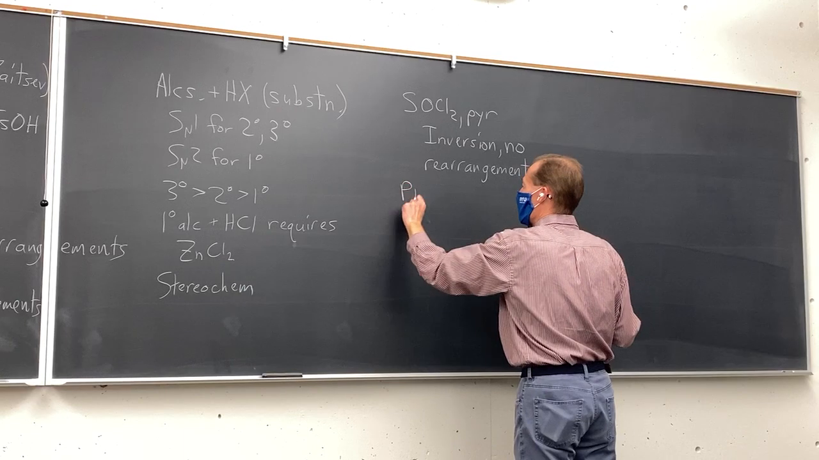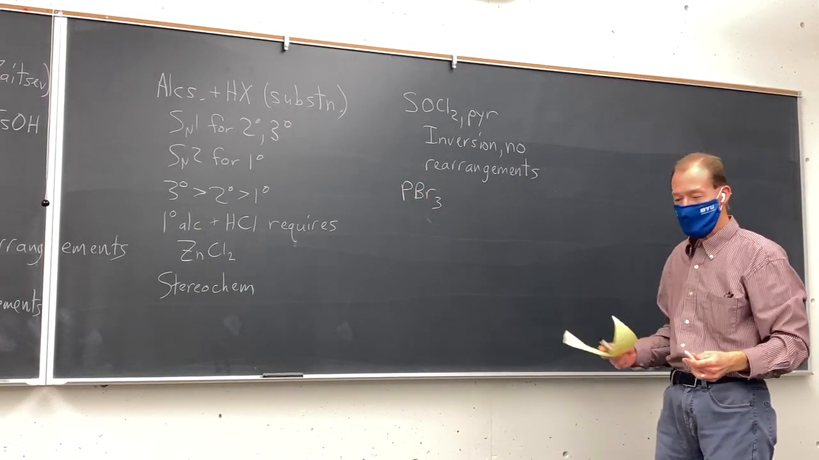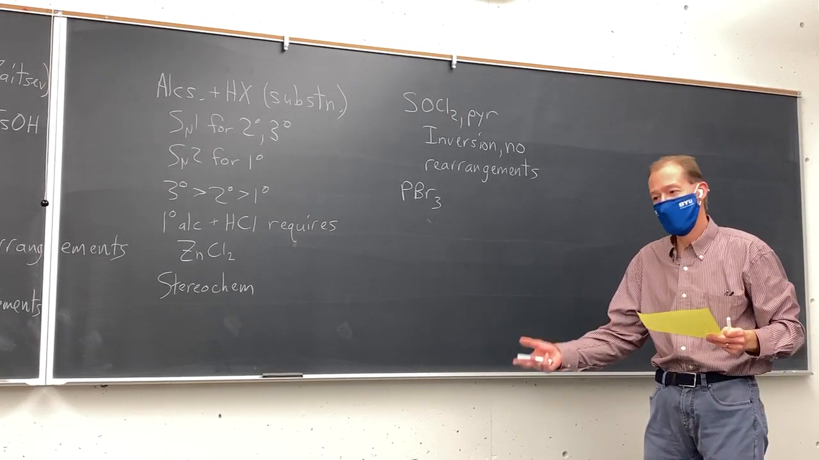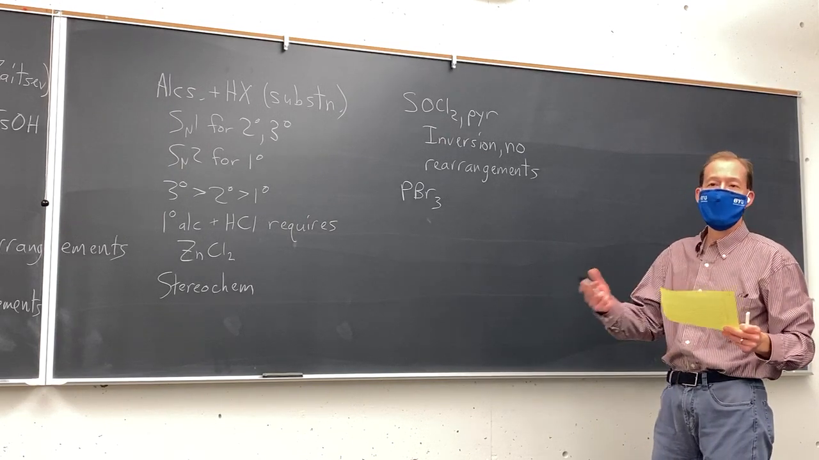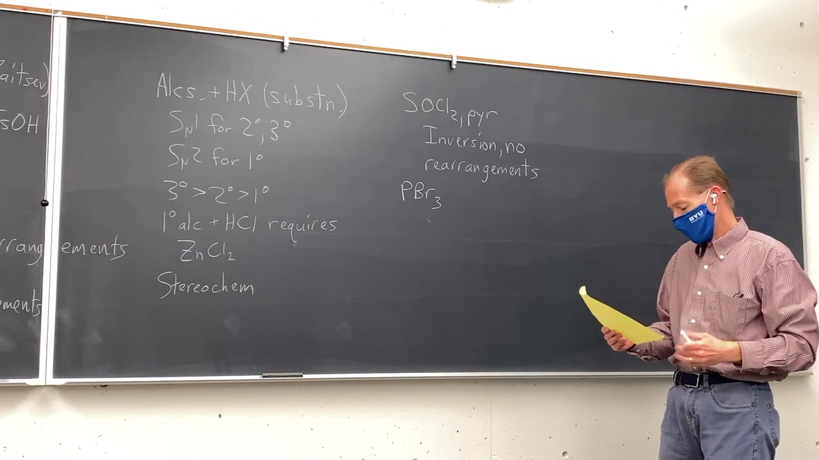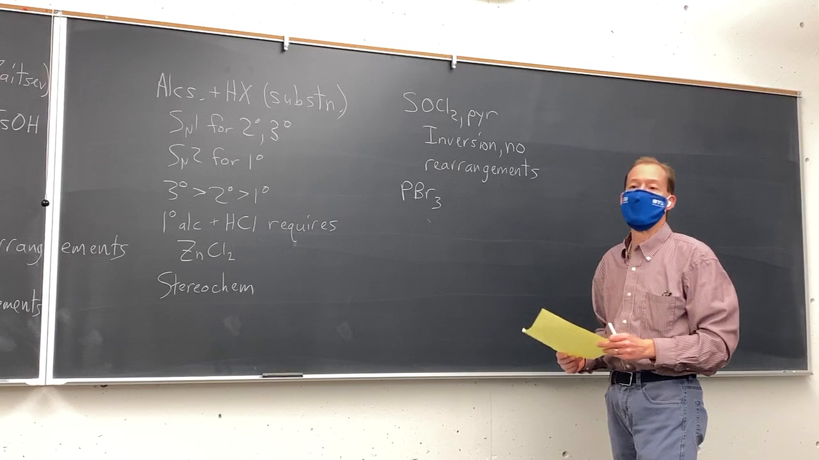Then we learned about phosphorus tribromide, or PBr3. So that's a reagent that will convert alcohols to alkyl halides. Same principles apply. Clean inversion, no rearrangements, no carbocation. Because it's SN2, it only works with primary and secondary alcohols.